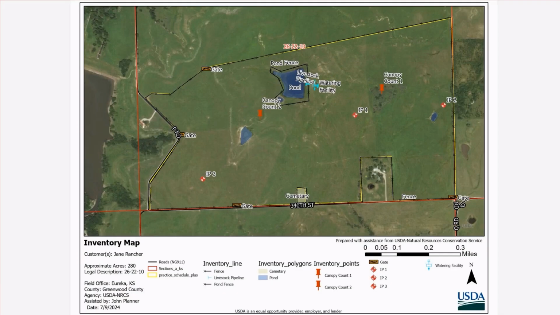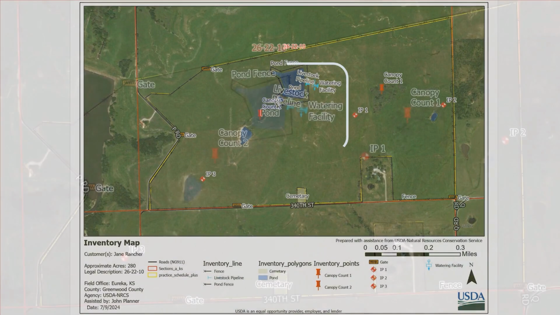After Luke completed his site visit, he developed an inventory map. Luke's inventory map shows the watering system, canopy counts, and inventory points to identify brush species and infestation of species. Let's zoom in to see the water sources.